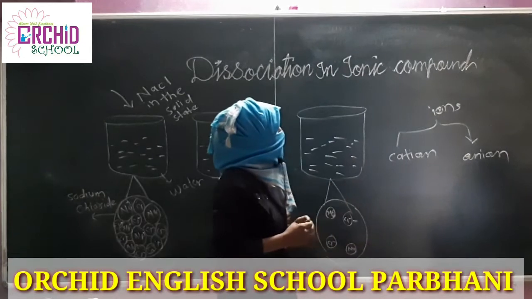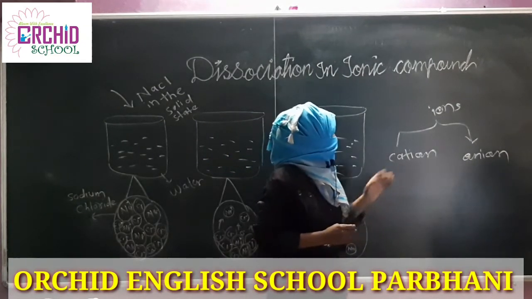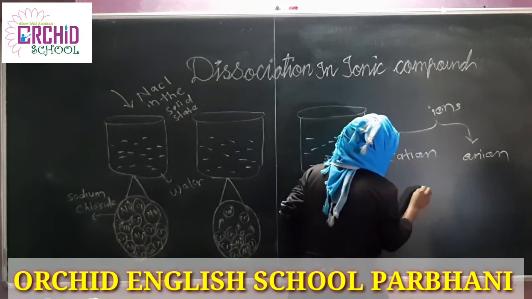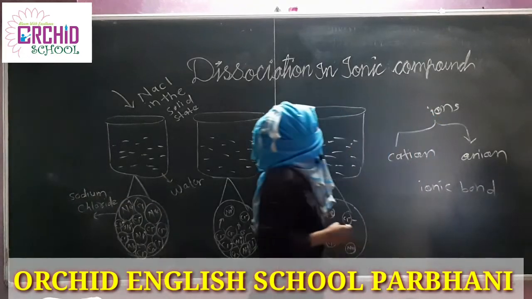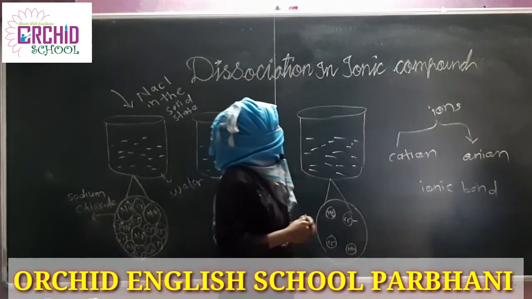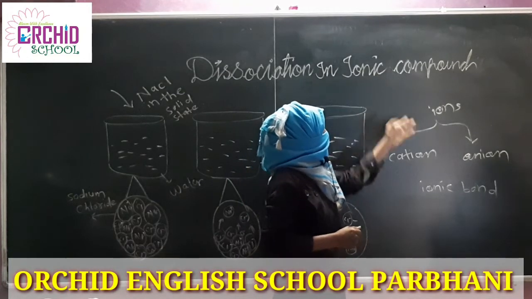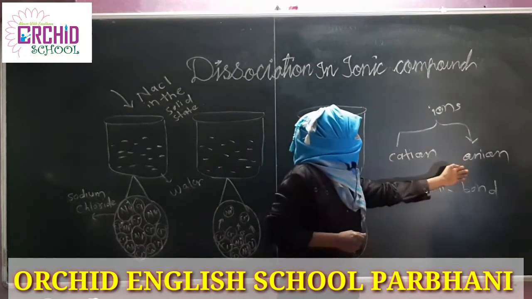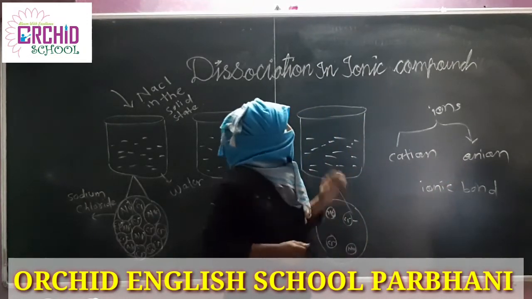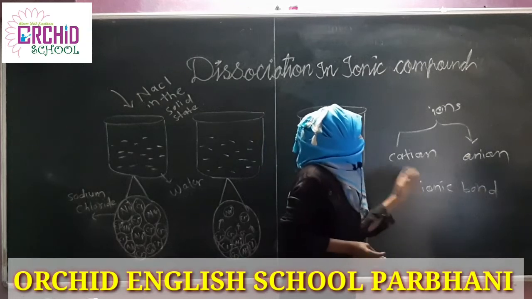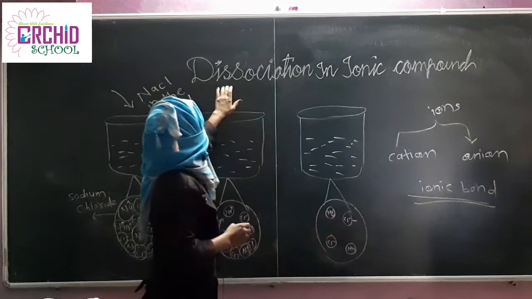There is a strong force of attraction between these ions, which hold them together, forming the ionic bond. So ionic compounds are made up of cations and anions, that is, positive and negative charges, held together by a strong force of attraction, and this force forms the ionic bond. Okay, let's come to dissociation.